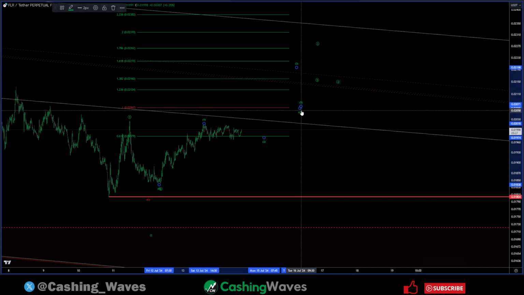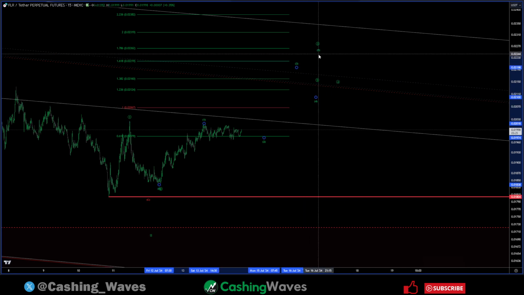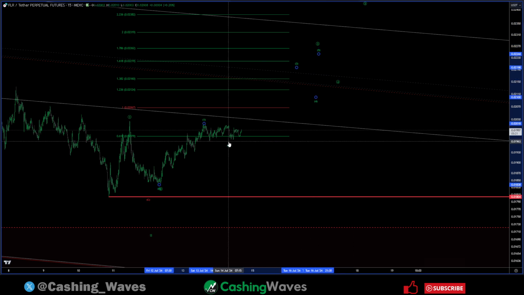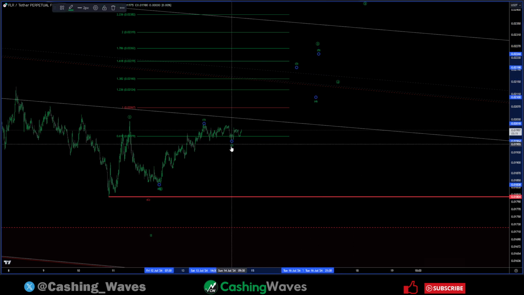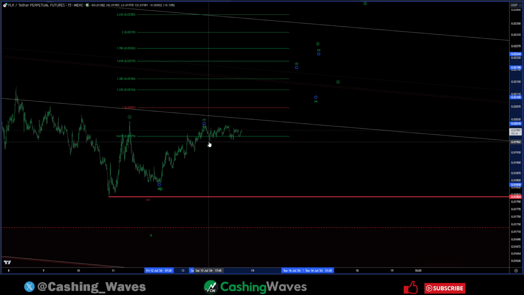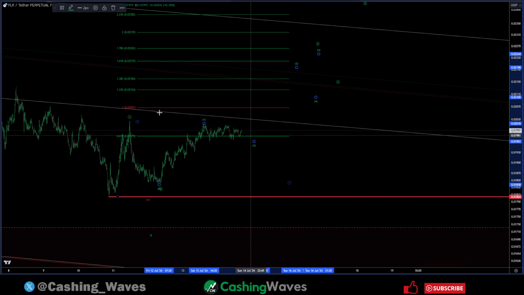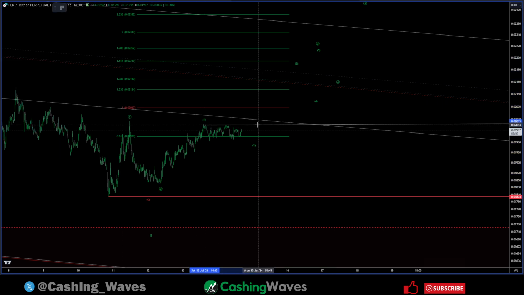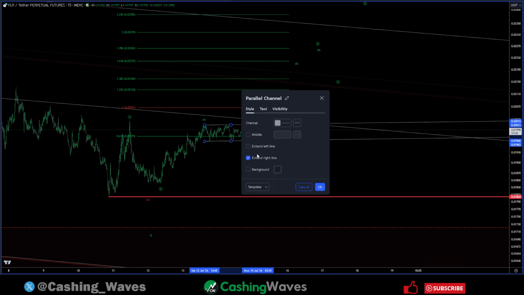Just mapping this out, one sec. That hasn't even double topped yet either. So this would probably drag out a little more sideways. We haven't completed a correction here. Probably make some sort of flat.